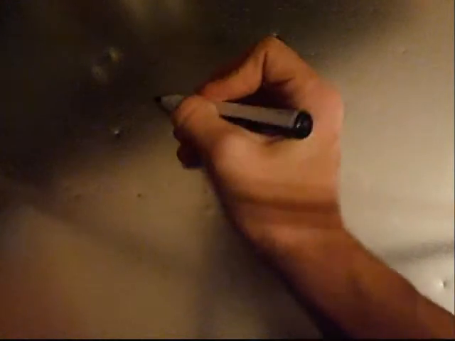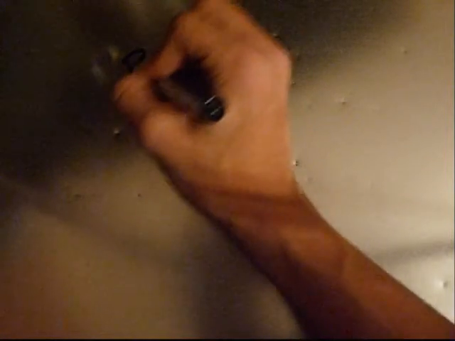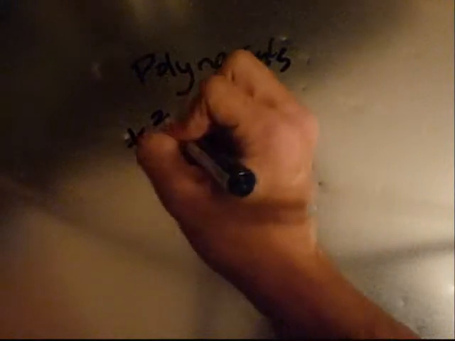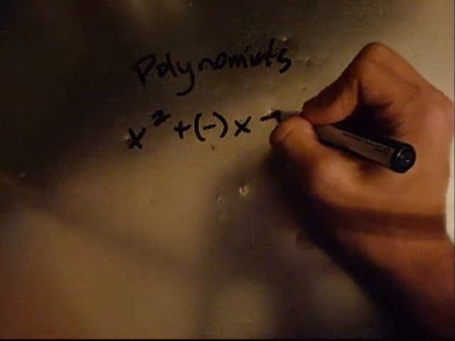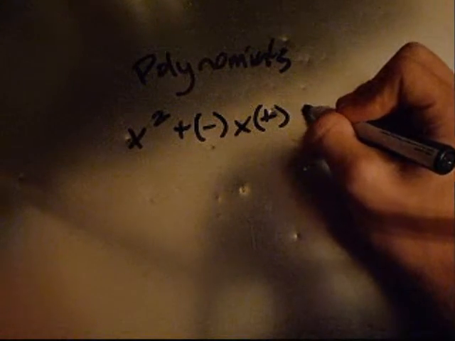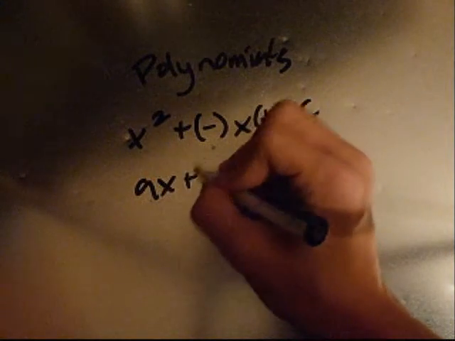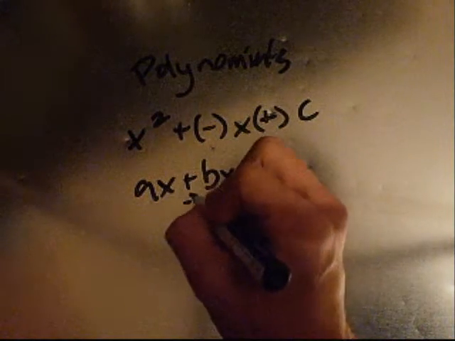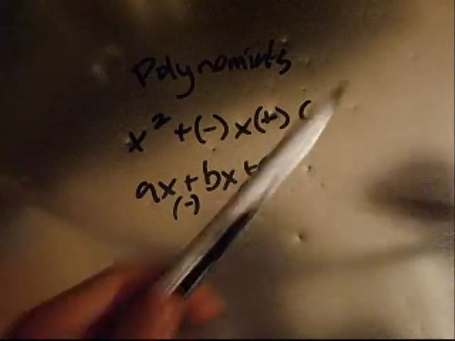So everyone knows about polynomials, right? What polynomials are is basically x squared plus or minus an x, and then plus or minus a last number, which is c. In other words, it's ax squared plus bx plus c. Or minus, it can be anything, basically. So that is basically your polynomial beginning.